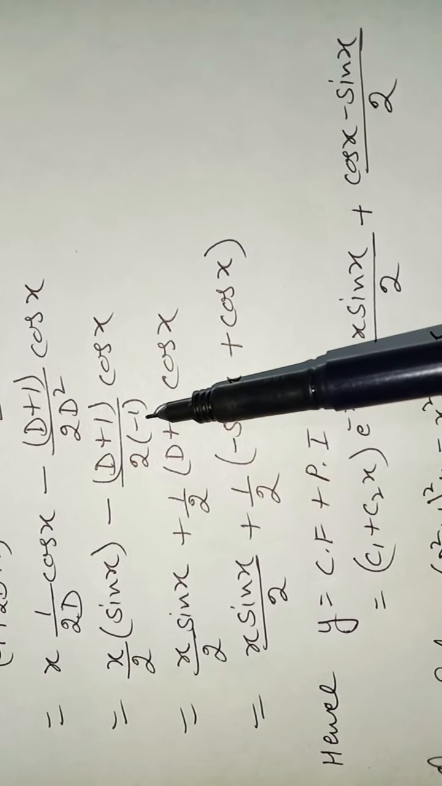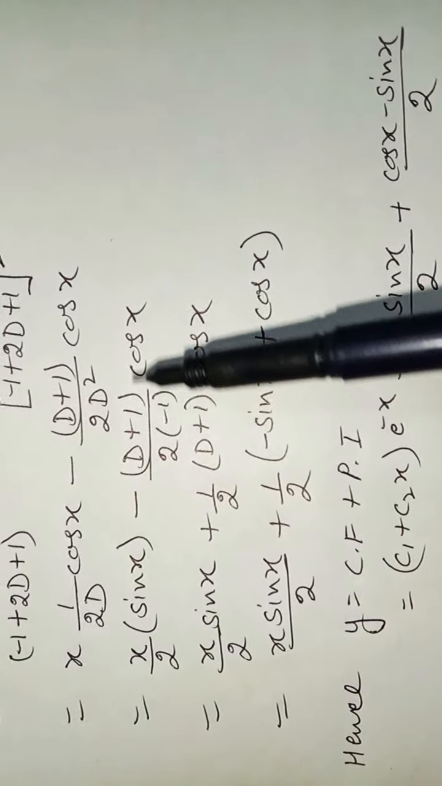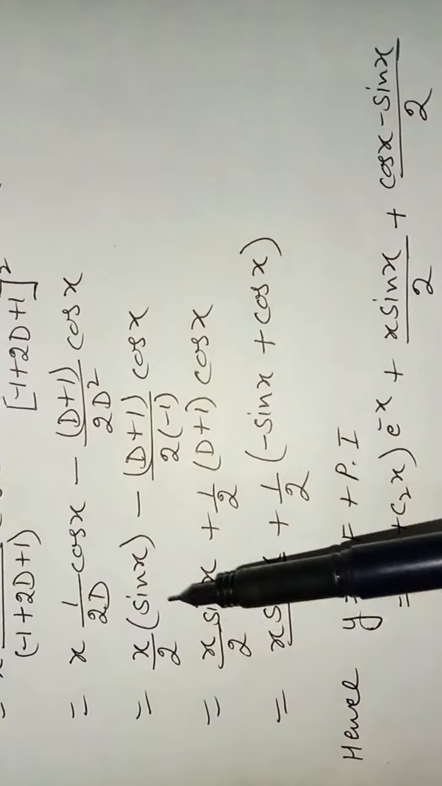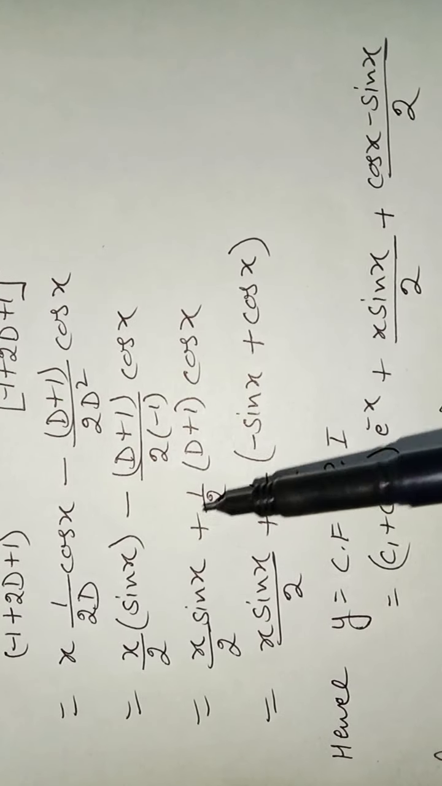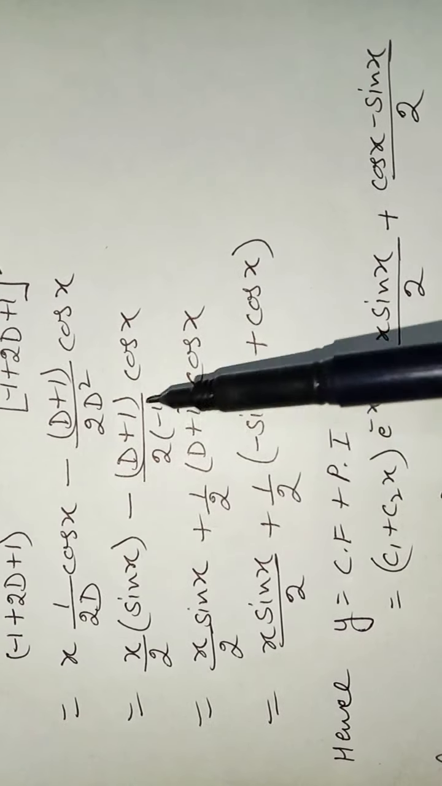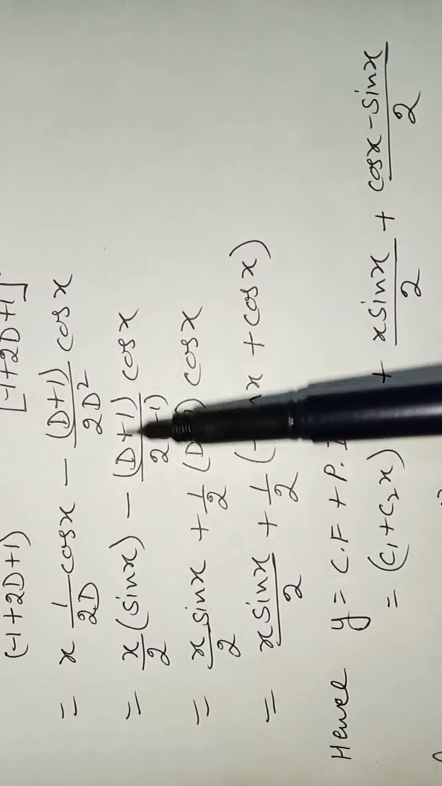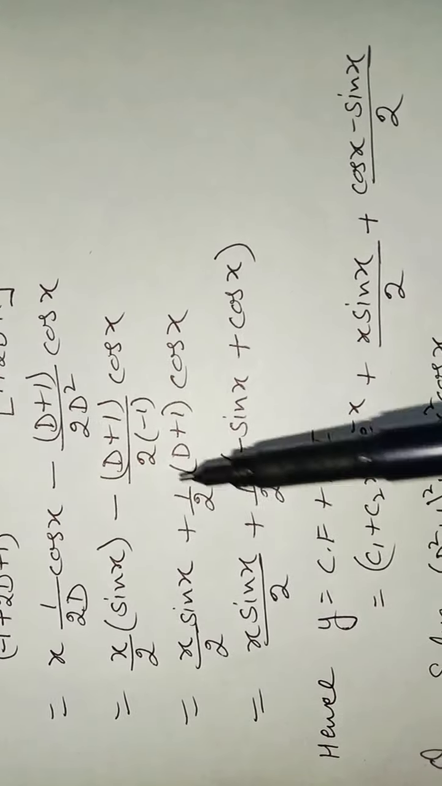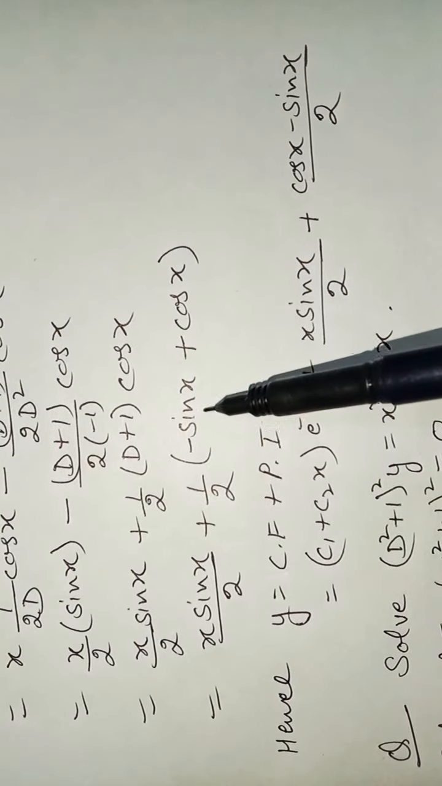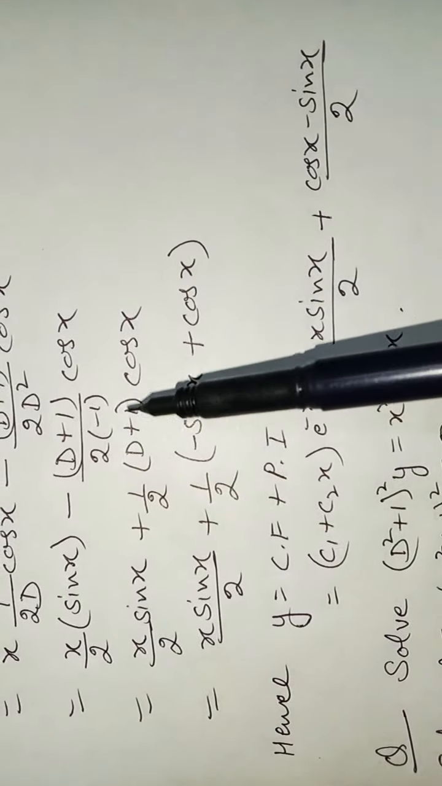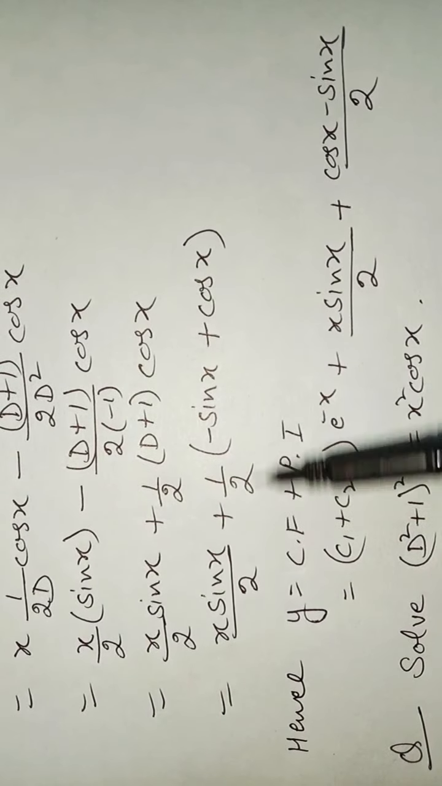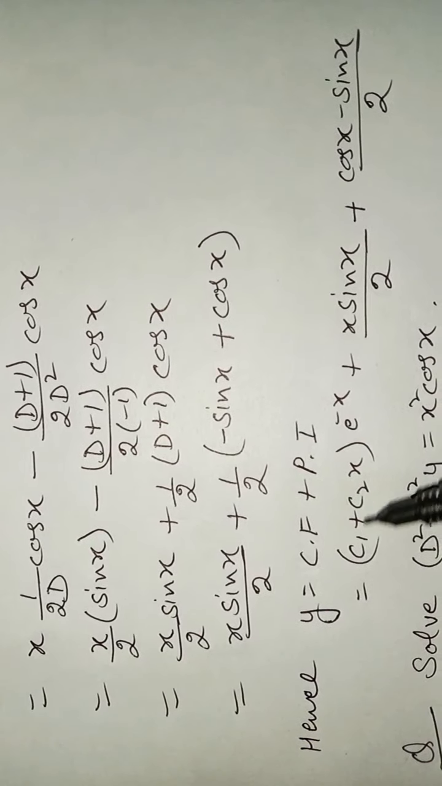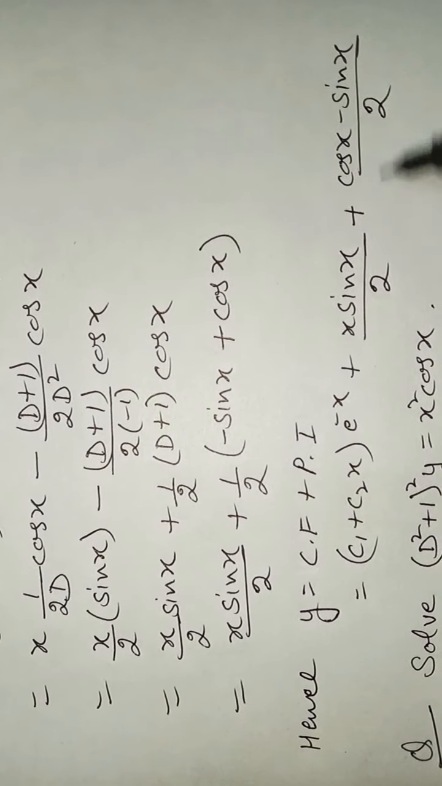write minus a squared. So minus a squared means minus 1, cos x, which is equal to x by 2 sin x, plus, the minus will be cancelled, then plus 1 by 2 D plus 1 operating on cos x. Now this term as it is, plus 1 by 2 D cos x means derivative of cos x, that is nothing but minus sin x plus cos x. So now this is the particular integral, and the complete solution is the sum of the complementary function and the particular integral.